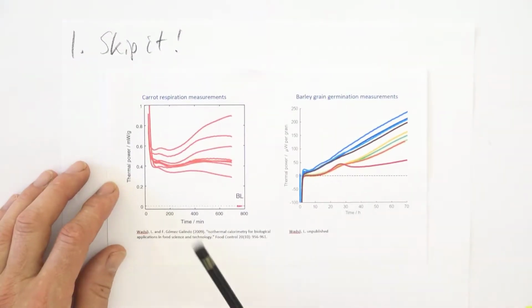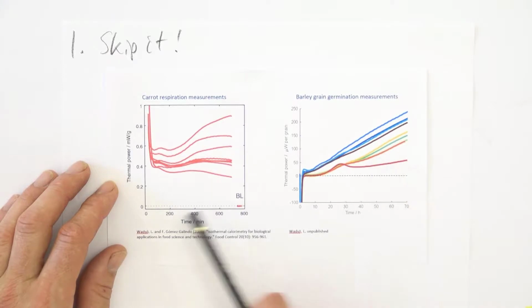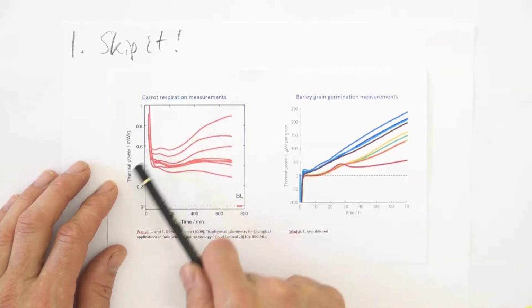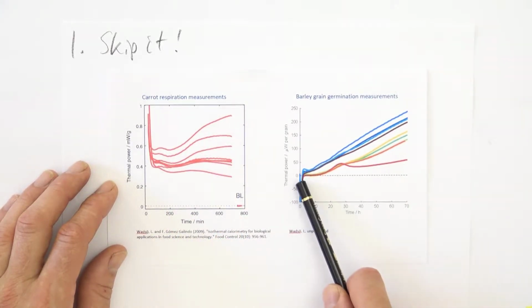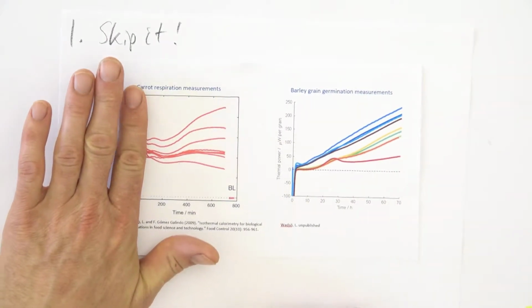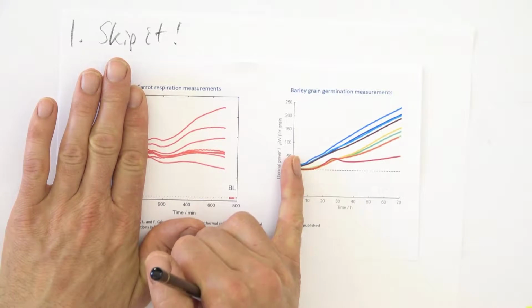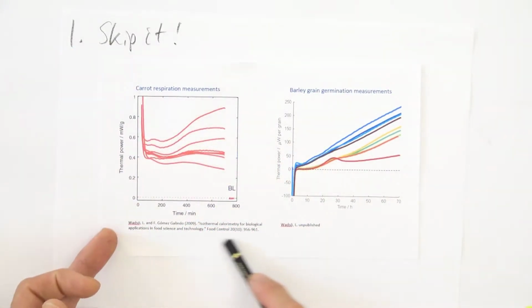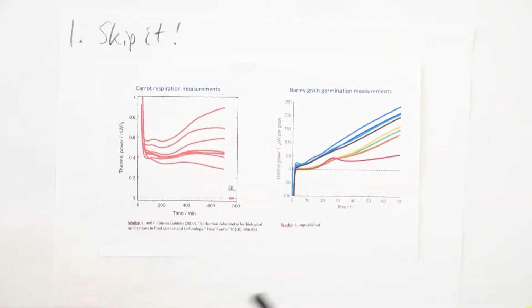And I showed these results earlier. Carrot respiration, barley grain germination. Here we have a positive initial disturbance. Here we have a negative initial disturbance. We don't need to show this. We can cut the data and maybe write in the captions that we have done this. We don't show the first hour of the data, for example.